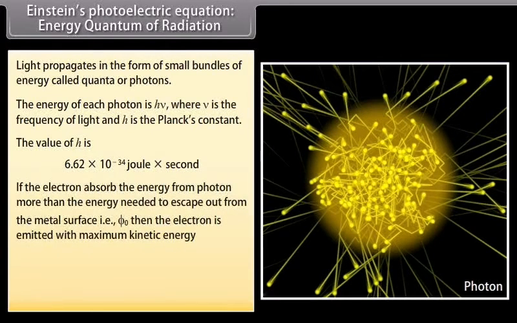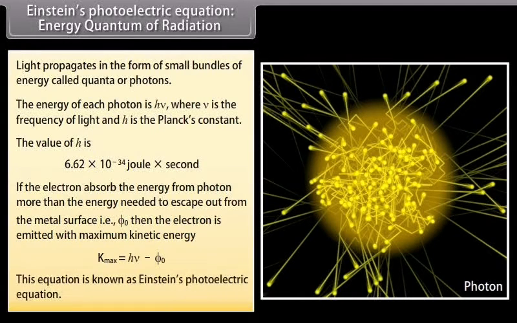If the electron absorbs energy from a photon more than the energy needed to escape from the metal surface, that is φ0, then the electron is emitted with maximum kinetic energy Kmax, which is equal to hν minus φ0. This equation is known as Einstein's photoelectric equation.